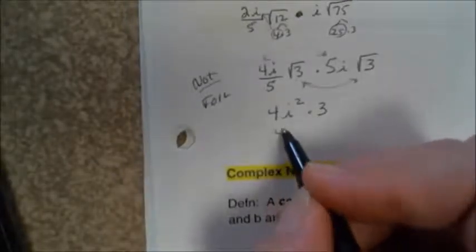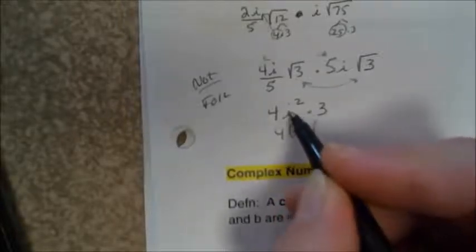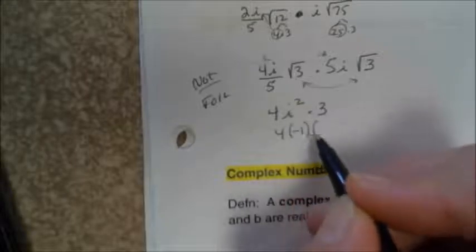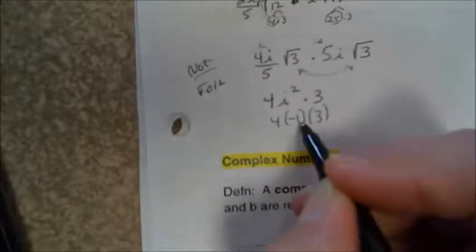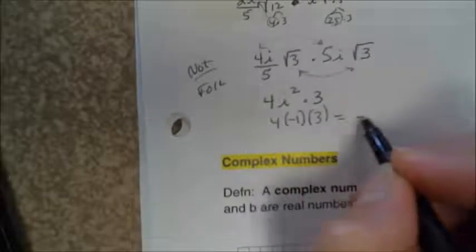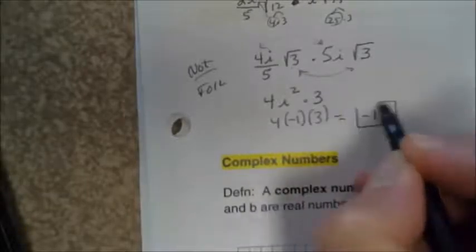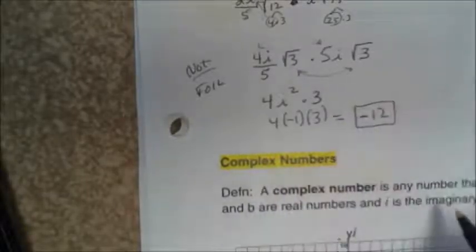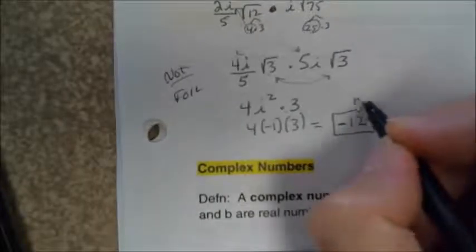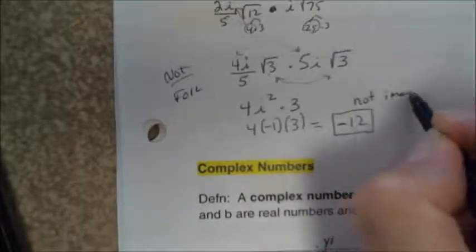Well, 4 times i squared is -1. Always replace an exponent on i with what it's equal to. And 4 times -1 times 3 is equal to -12. So this answer does not have an i in it. Sometimes they don't. This is not an imaginary number anymore.